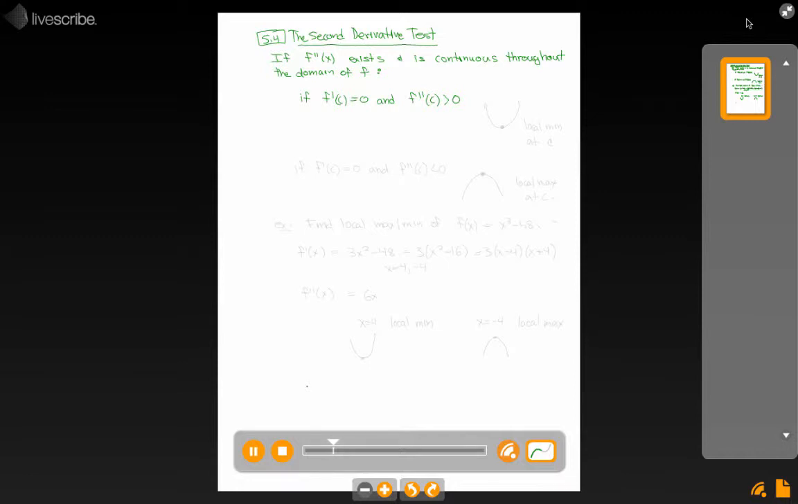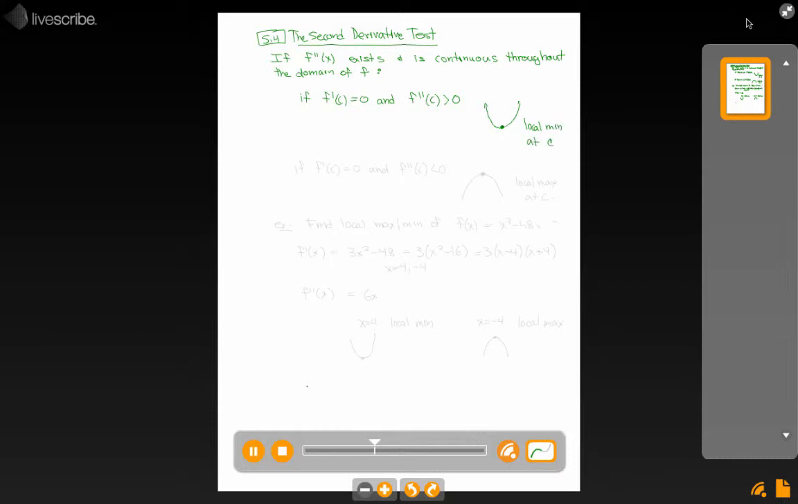It says that as long as you have a second derivative that exists and is continuous throughout the domain of the function, so that means you've got a polynomial or a relatively simple function that doesn't have asymptotes and nasty things going on, then if the first derivative is 0 and the second derivative is positive, you have, first of all, a critical value where the first derivative is 0, which means you have a tangent line of 0, but you also have concave up. And so those two things combined tell me that we have a local min at this critical number C.